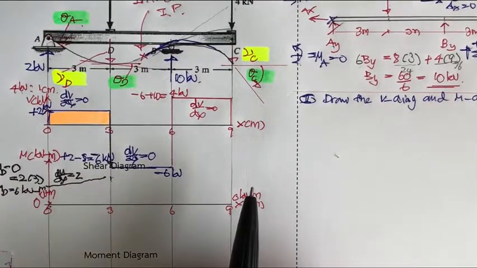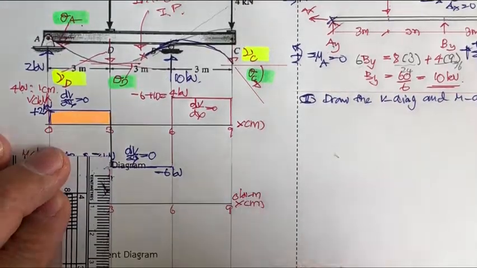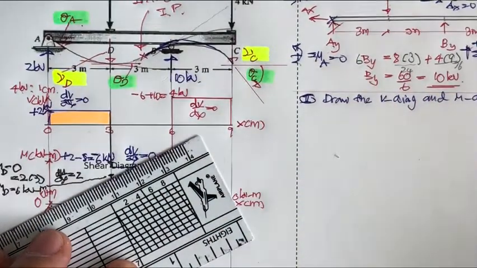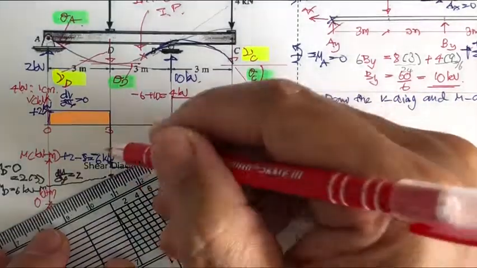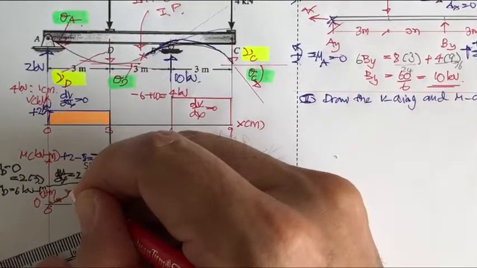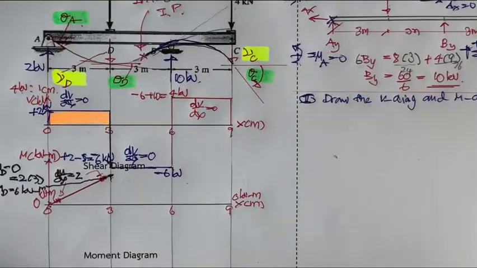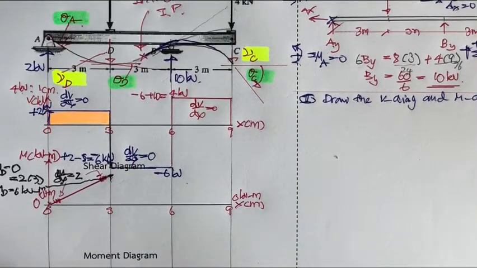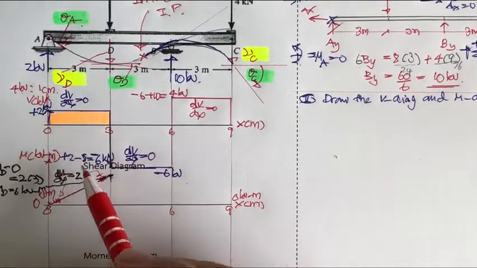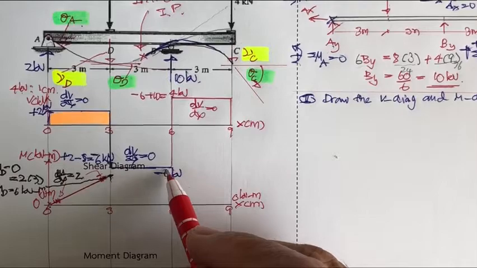And you may say, okay, this is 6, right? Let's take this one as a centimeter. Okay, and your diagram is going to be like this. And the slope here is here, and the slope here also is here. So that's the first part of the moment diagram. And then the slope changes. This is dM by dx equal to positive 2. This one is dM by dx equal to minus 6.